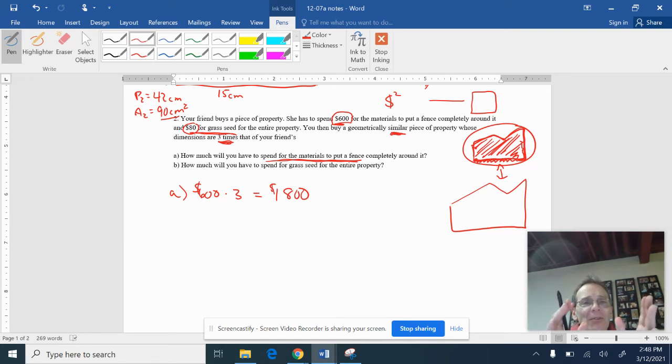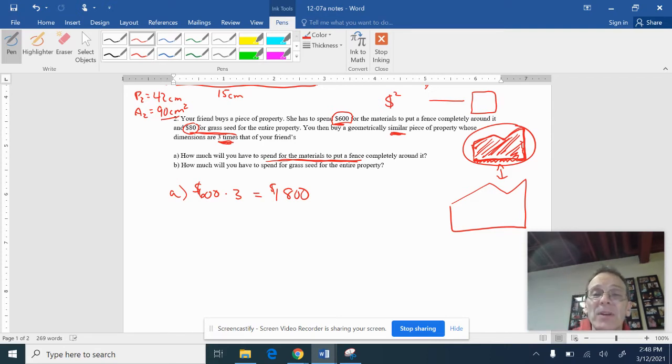You see, dollars can depend on the length of something, or they can depend on the area of something. And they can even depend on something completely different from both of those, which we'll get to in the next unit in this course. Okay? And maybe you could imagine what that is, but we'll talk about that later. So that $80 for grass seed really depends on the area.